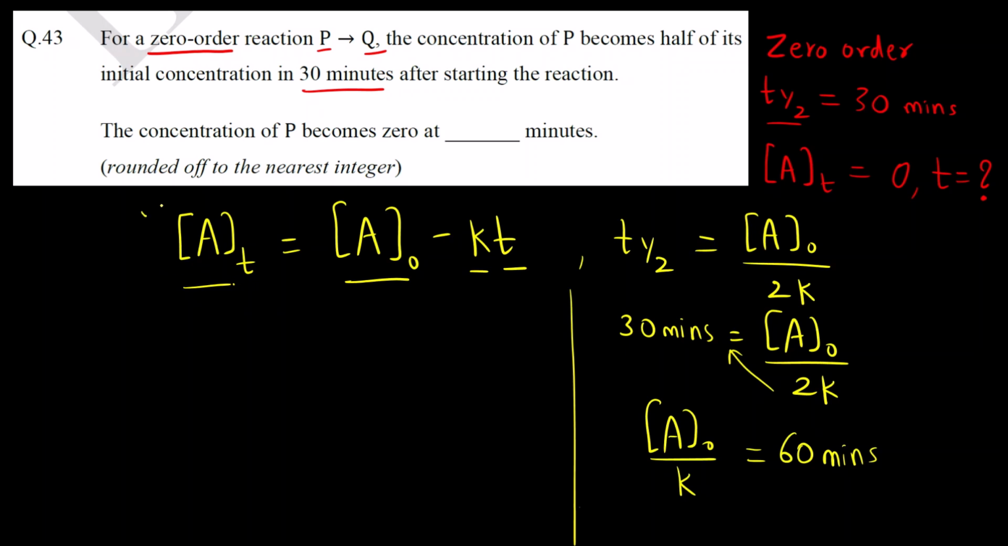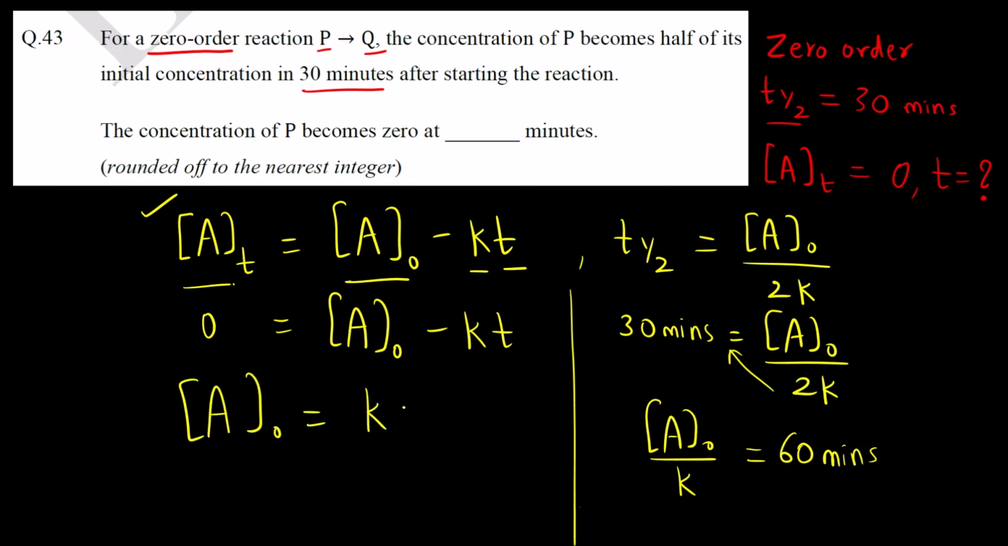Now we can substitute At, they have given it is 0. Okay, A0 minus kt. Okay, what will be the time? A0 is equal to kt. We want to calculate the value of t. t will be A0 by k.